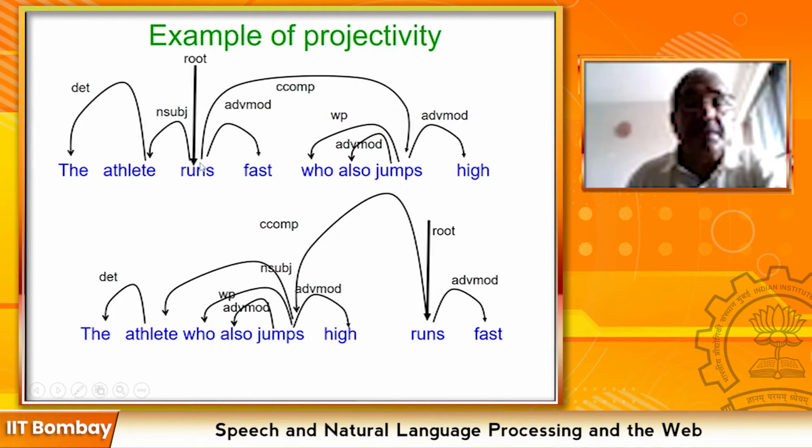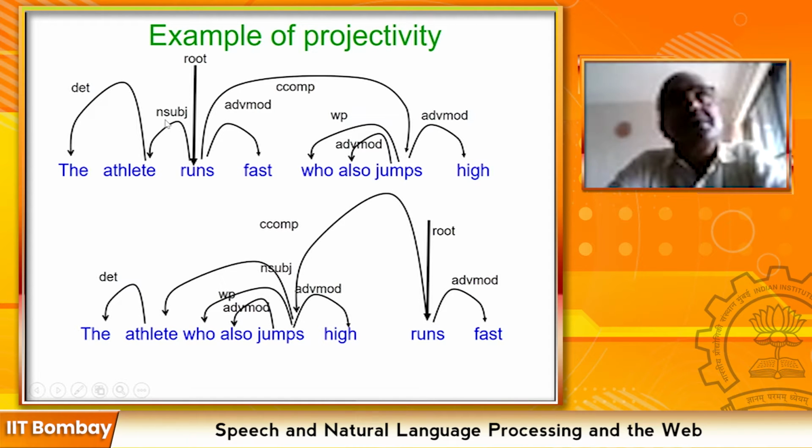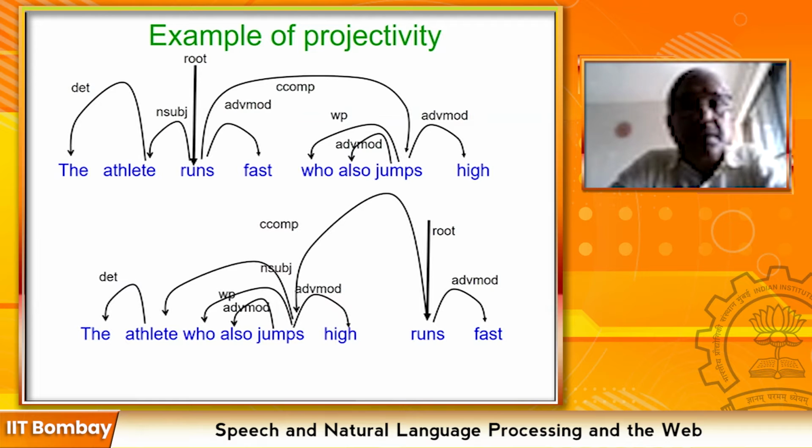Root goes to runs, which is the main verb. Who runs? Athlete. So that is why nsubj, nominal subject. Why nominal subject? I don't know if you have considered that point. So Jyotsna, a slide has to be entered here. N, why nsubj? N for nominal, because languages do have non-nominal subjects. So for example, dative subject is very common in Indian languages.